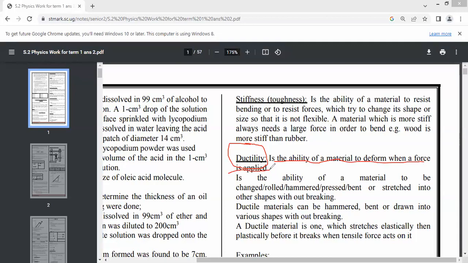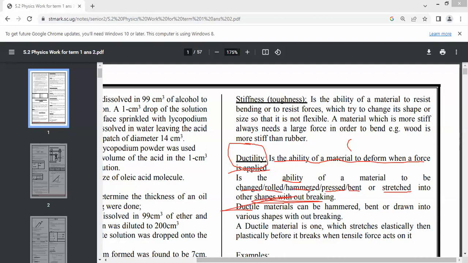You note that one clearly. Ability of a material to deform. In brackets there, where there is deform, you can put to change its shape without breaking. So the ability of a material to deform when a force is applied is what we call ductility. We can also write the definition as ability of a material to be changed, rolled, hammered, pressed, or bent, or stretched into other shapes without breaking.